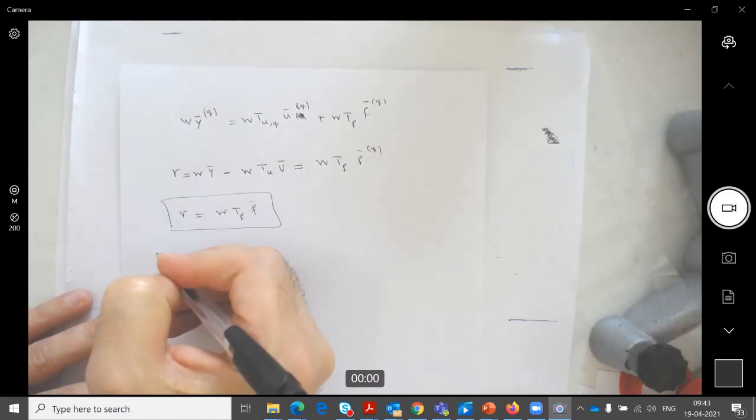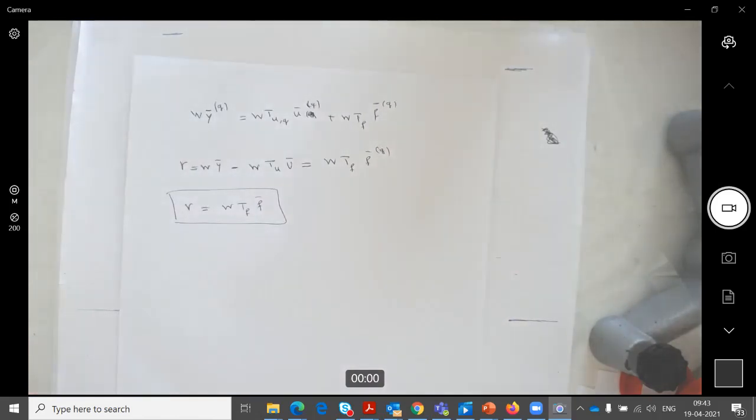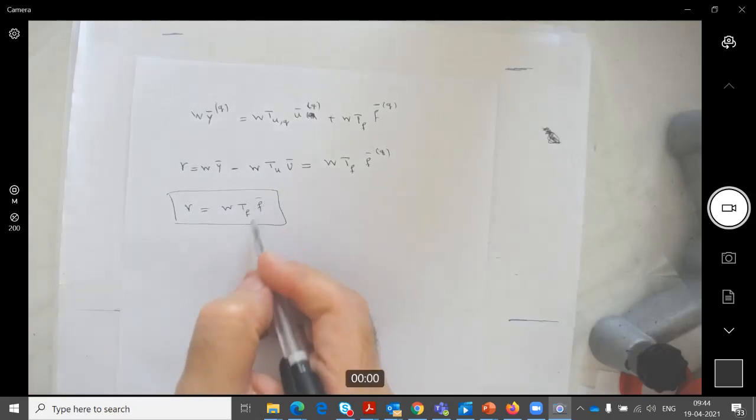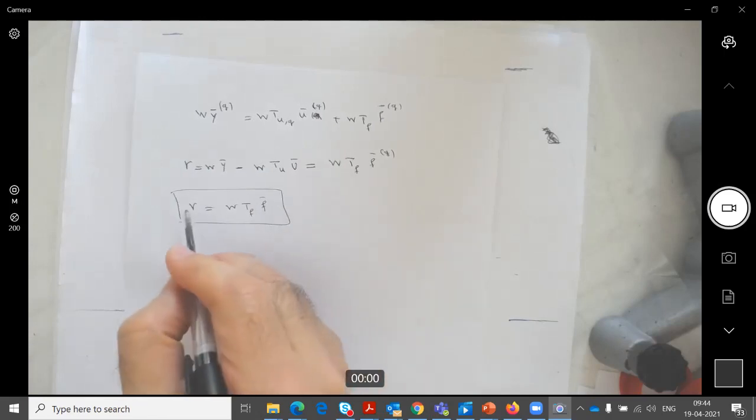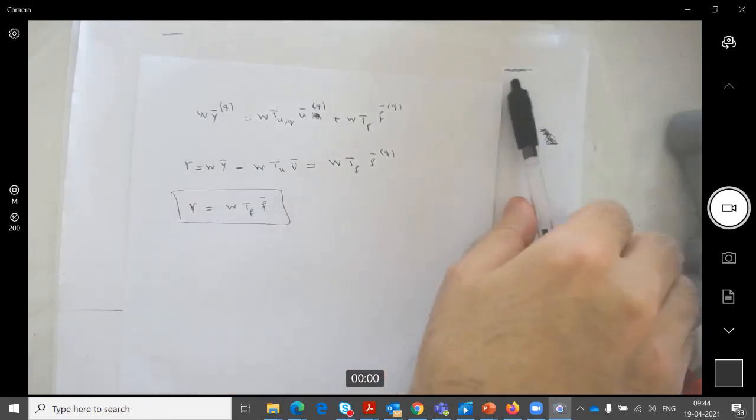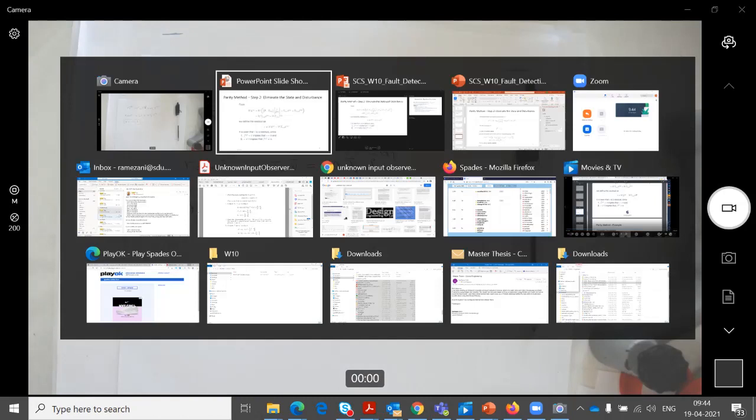Yeah, that's exactly what I meant. This is missing actually in the slide. I agree with you. Okay, good. So it means that if f is 0, r is 0. If you have f, r is non-zero. Back to the slide.